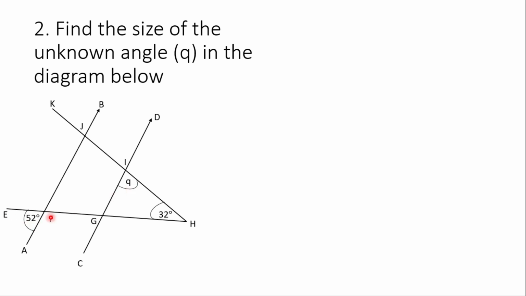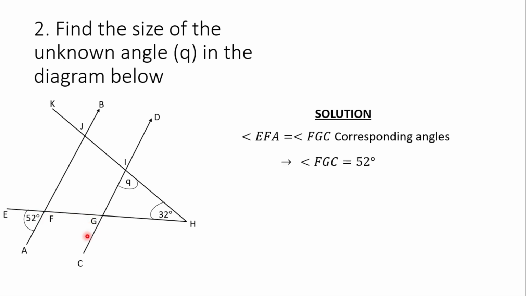So we know that angle EFA is equal to angle FGC. This angle is equal to this angle. That is F angles, or corresponding angles. F angles, considered as forming the shape of an F. So the angle over here is equal to this angle. That's why we say they are corresponding angles. So therefore, angle FGC, this angle over here, is equal to 52 degrees.